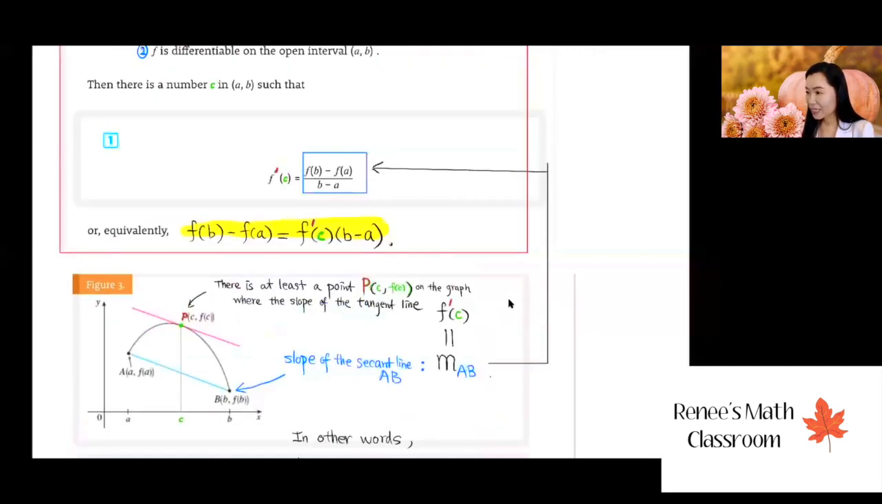So the mean value theorem says that f prime of c equals this. What happens if you multiply both sides by b minus a? You have f(b) minus f(a) equal to f prime of c times (b minus a). This one and this one are equivalent, so sometimes you use this form, sometimes that form. This form is actually used more often: f(b) minus f(a) equals f prime of c times (b minus a).